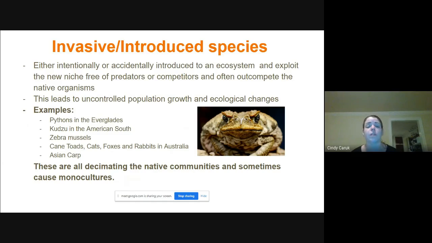All right, so it really is a huge problem. It decimates native communities, and in some cases, you don't have that community structure. You have these monocultures. So you saw that with the Asian carp. It's killing off all the native fish, now competing with them. But now you've got this one fish, and that's a huge problem. You don't have that redundancy within your community.